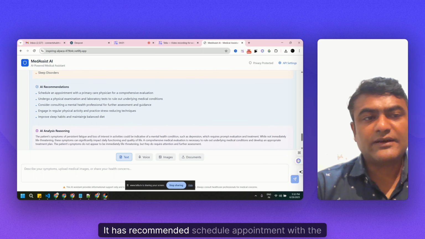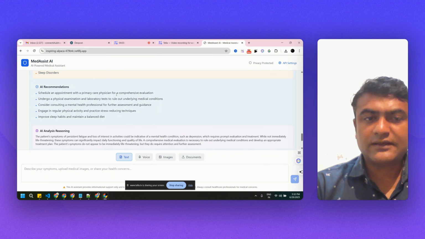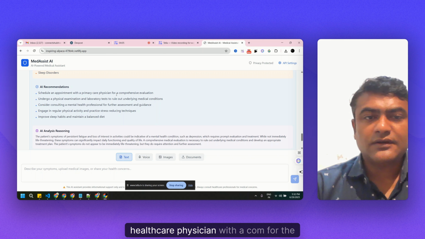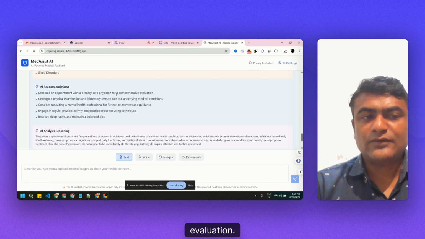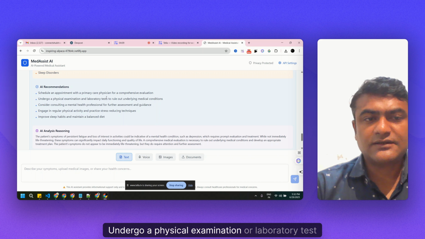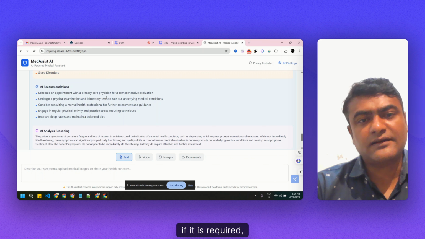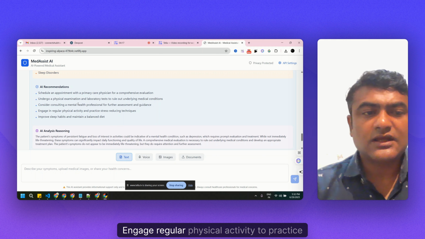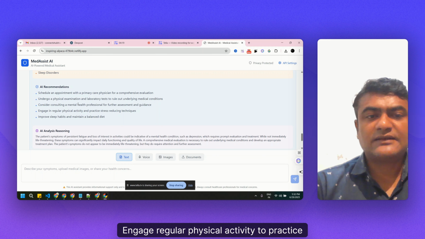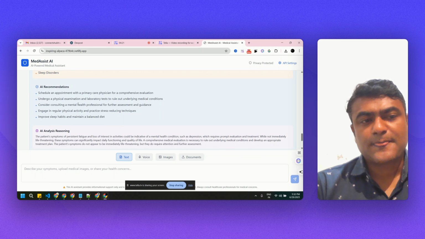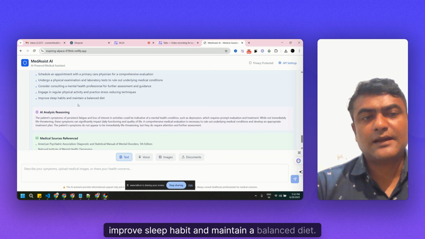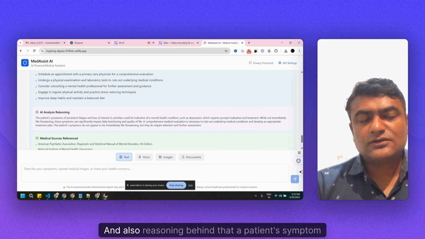It has recommended scheduling an appointment with a primary healthcare physician for a comprehensive evaluation. Undergo a physical examination or laboratory tests if required. Consider consulting a mental health professional for further assistance and guidance. Engage in regular physical activity and practice stress reducing techniques. Improve sleep habits and maintain a balanced diet. And also the reasoning behind that.